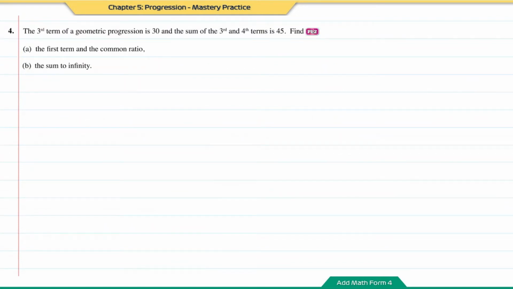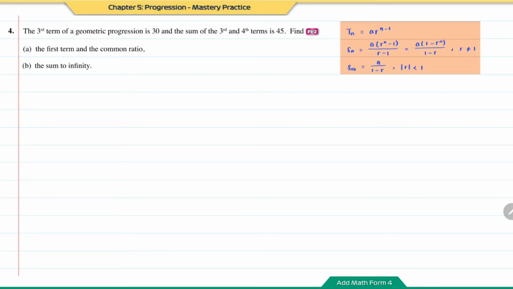Question number 4. The third term of a geometric progression is 30 and the sum of the third and the fourth terms is 45. Find A, the first term, and the common ratio. So for geometric progressions, we're going to refer to the formula that I have here. The first information, the third term is equal to 30. So T3 is equal to 30.